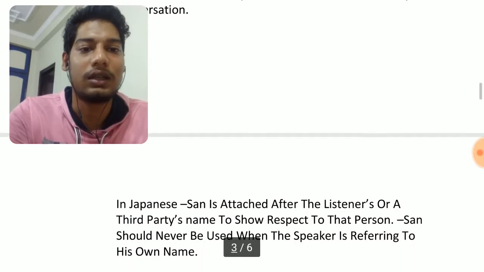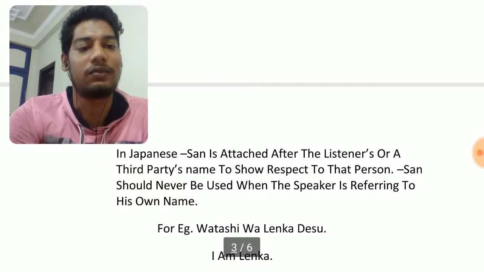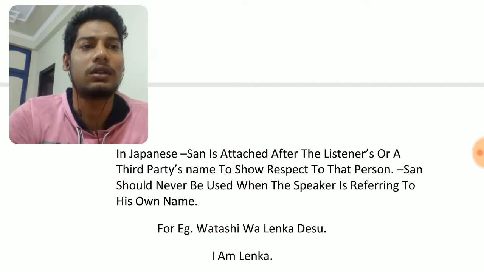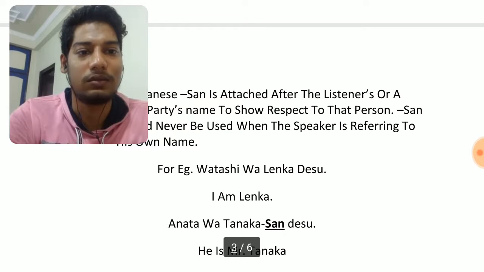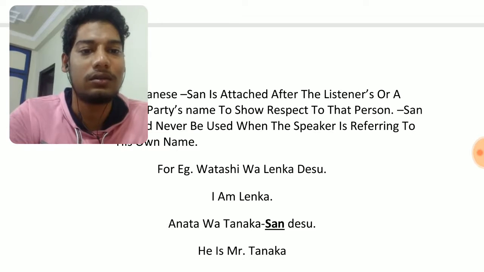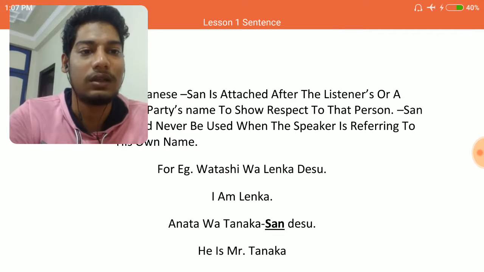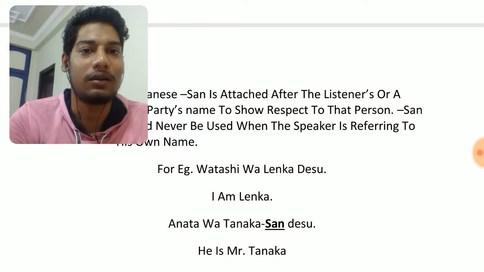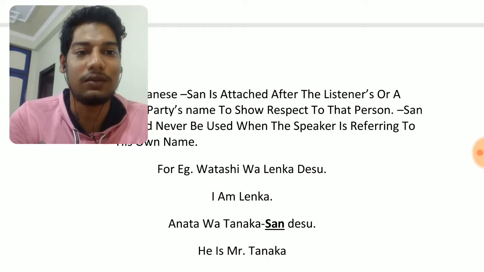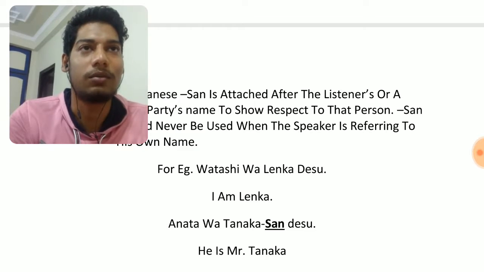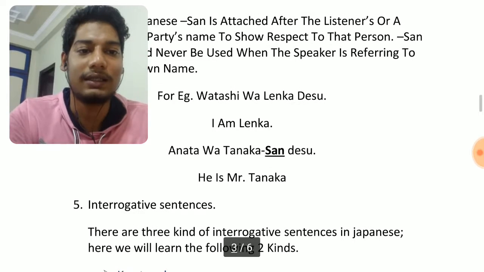San, I have told you that it's a suffix which is added after the name, like Watashi. Sorry, it's not Jin. San is added after the name to give respect. But I also told you that when referring to yourself, you can't add san because you can't give respect to yourself. San is mostly or always used to give respect to the person you're talking to. Anata wa Tanaka-san. He is Mr. Tanaka.